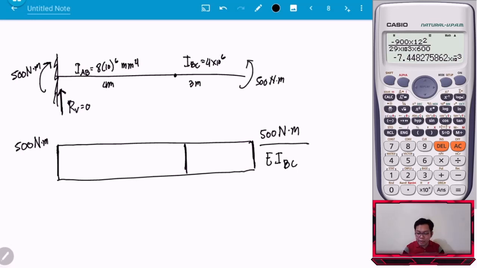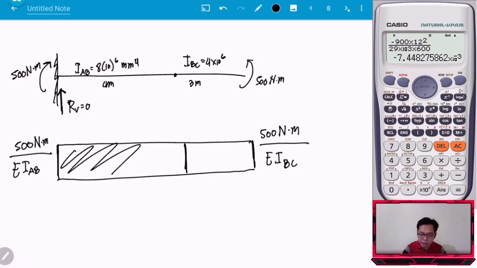Why? Because from here to here, that is actually IBC, right? The moment of inertia is 4 times 10 to the 6. Likewise, here, this is actually 500 over E, I, AB. Now, the values cannot be like that. Why? You cannot add. You cannot add those two values. The area here and the area here, you cannot add, because they are not the same.